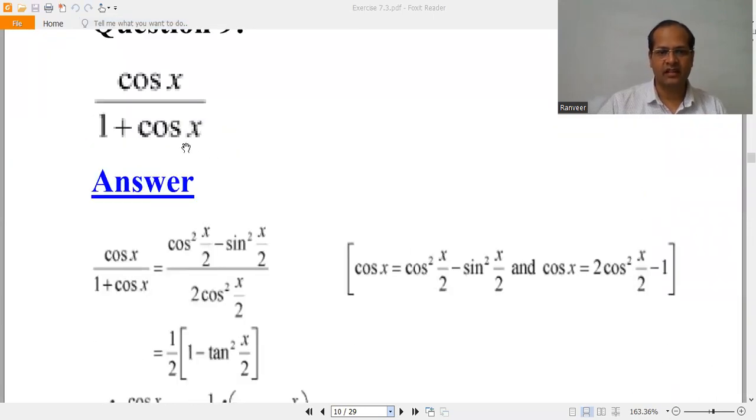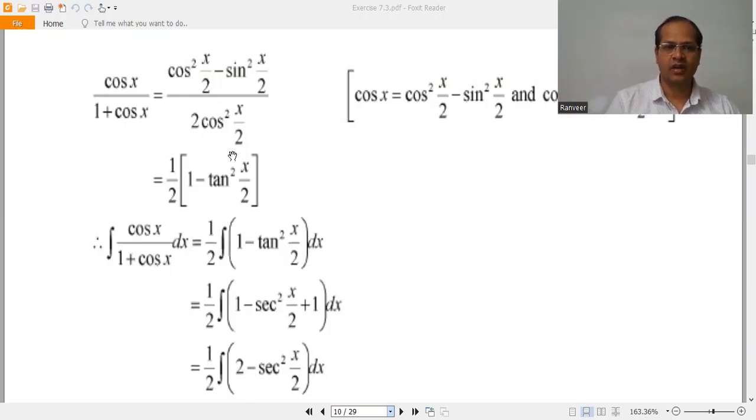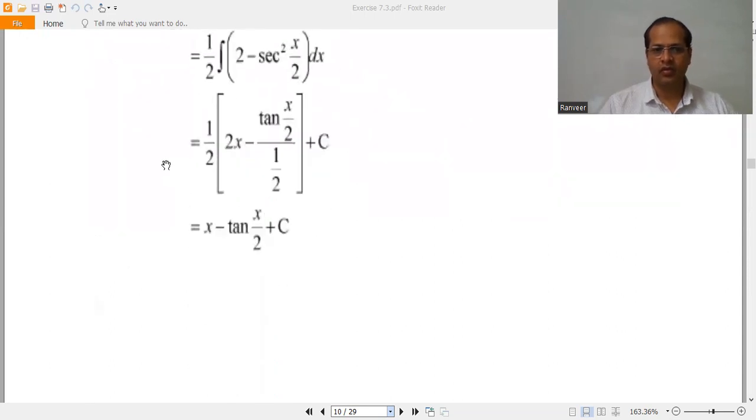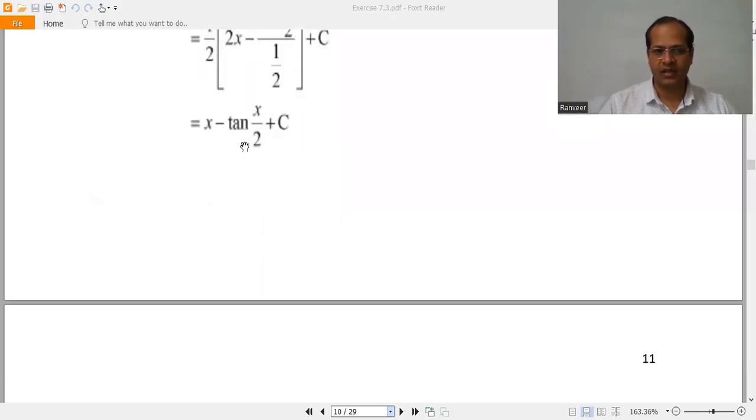Cos x by 1 plus cos x. So cos x we can write as cos square x by 2 minus sin square x by 2, and 1 plus cos x we can write as 2 cos square x by 2. Now 1 by 2 into 1 minus tan square x by 2. So 1 by 2 into 1 minus tan square x by 2, and for tan square x by 2 we can write sec square x by 2 minus 1, but due to the minus, this becomes plus. So this is 2 minus sec square x by 2, and we just have to apply the formula. So for the 2, x; for sec square x by 2, tan x by 2; and 1 by 2. And this is the answer.